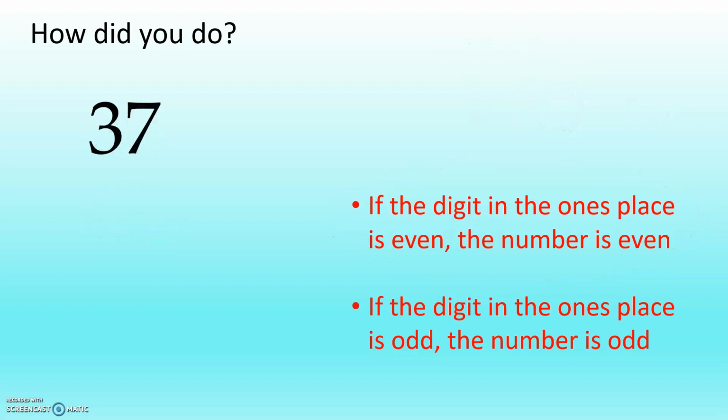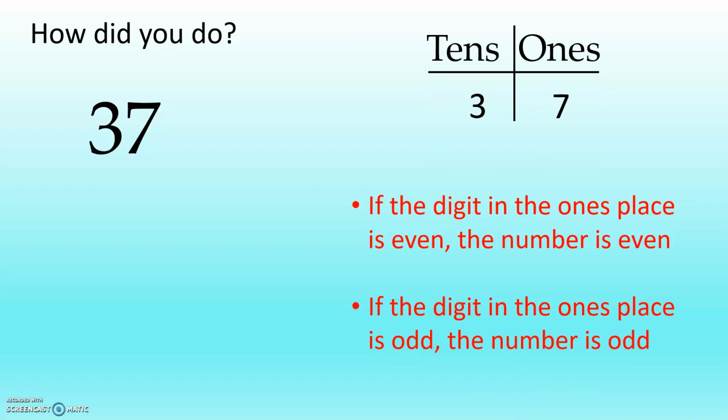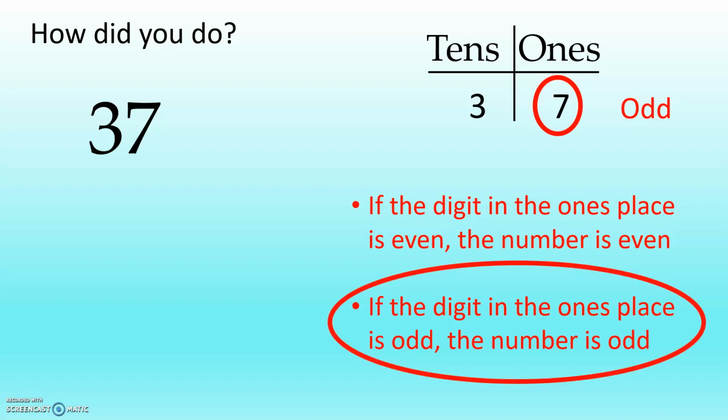37. The digit in the ones place is even, or the digit in the ones place is odd. Let's see. We have our place value chart, tens and ones. 3 tens, 7 ones. We're only concerned with the ones place. So we look at 7, which is an odd number. And our rule says if the digit in the ones place is odd, the number is odd. So 37 then is an odd number.